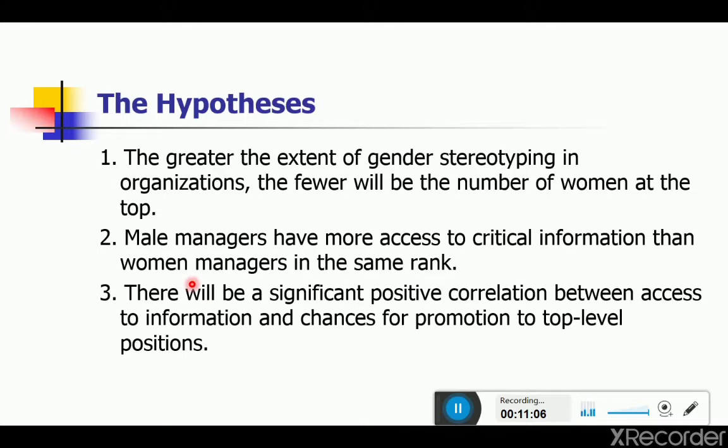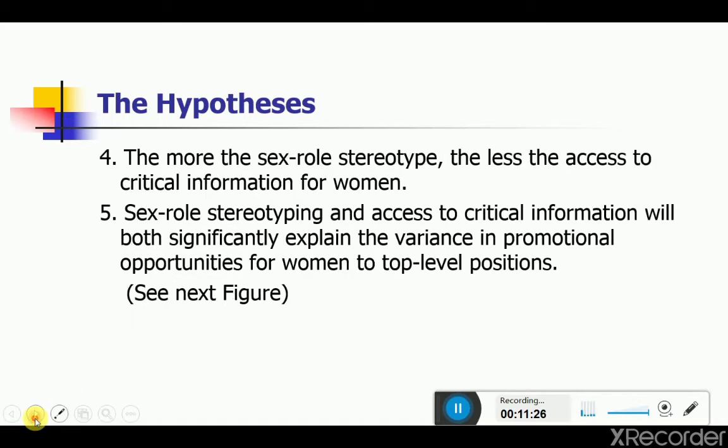The greater the extent of gender stereotyping in organization, the fewer will be the number of women at the top. Simply stated. Next, male managers have more access to critical information than women managers in the same rank. Third possibility: there will be a significant positive correlation between access to information and chances for promotion to top level or key positions.